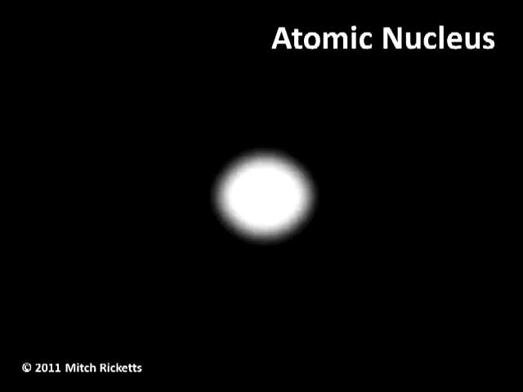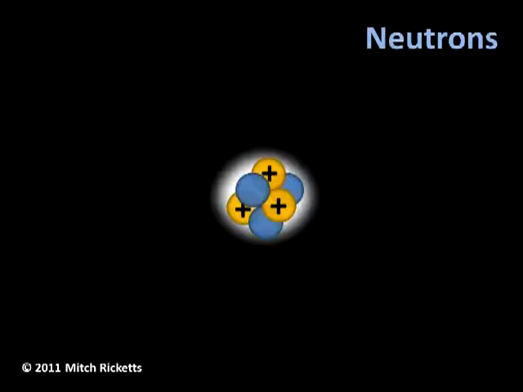At the heart of an atom is the nucleus. Within the nucleus, there are particles called protons that have a positive electrical charge. Other particles in the nucleus are called neutrons. As their name implies, neutrons are electrically neutral, meaning they have no net positive or negative electrical charges.